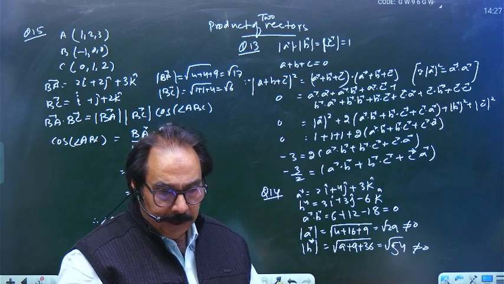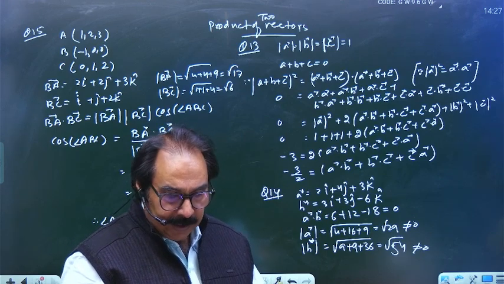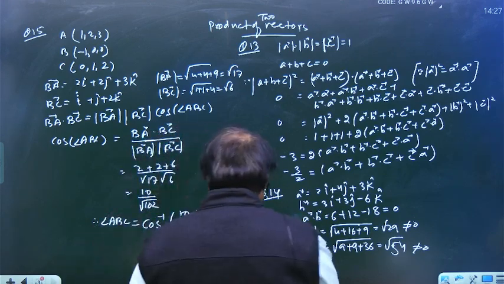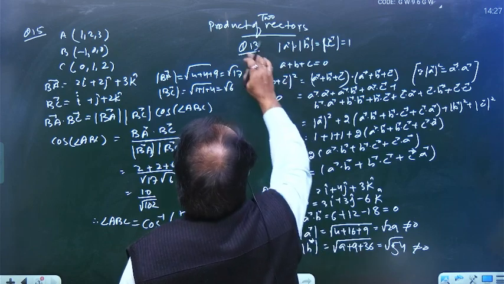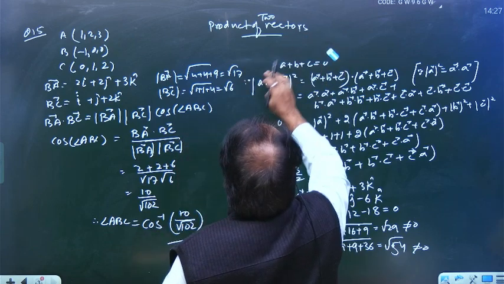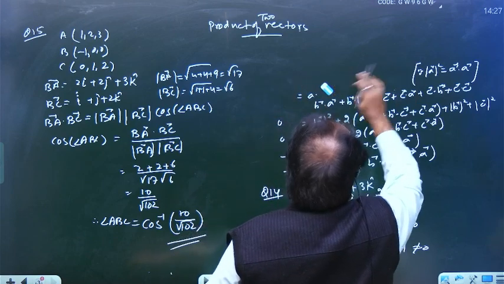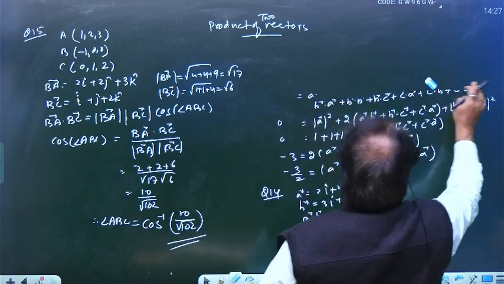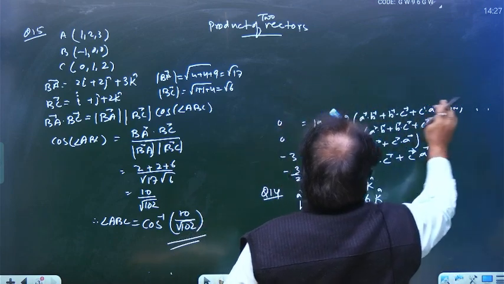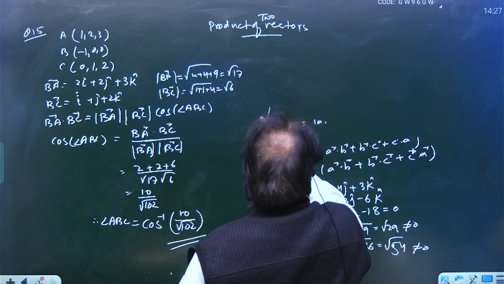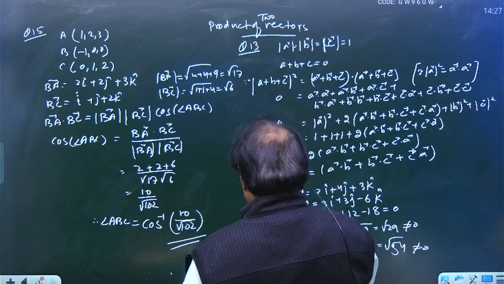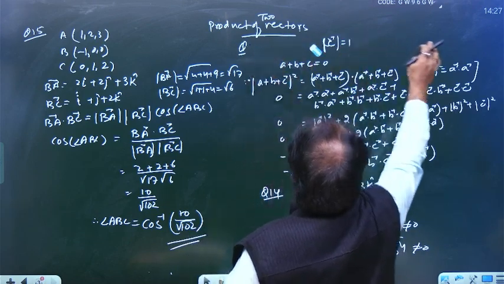Now the next question is question number 16. The question number 16 is: show that the 3 points are collinear. Okay, we have to show that the 3 points are collinear. So from the given points, we will find the vectors first.